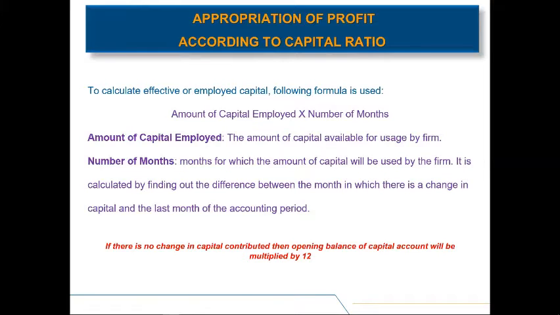It is calculated by finding out the difference between the month in which there is a change in capital and the last month of the accounting period. There may be scenarios where there are multiple changes in the capital contributed by the partners. So in the following slides, we will discuss one example to clarify it further. Remember, if there is no change in capital contributed, then the opening balance of capital will be multiplied by 12.